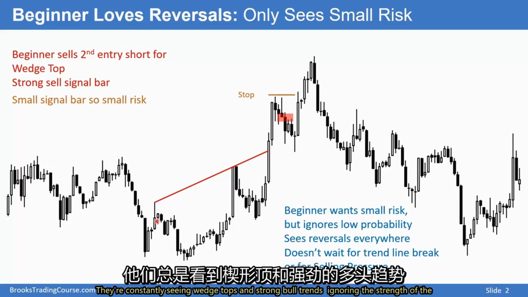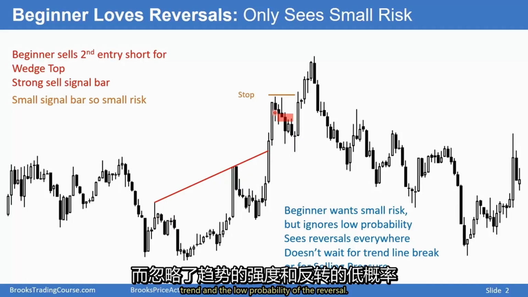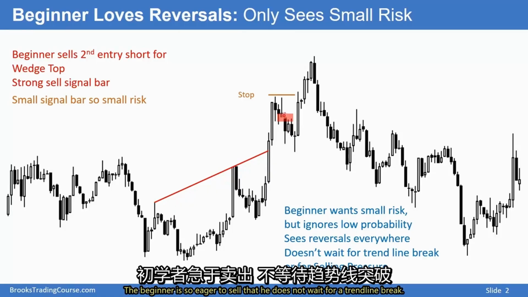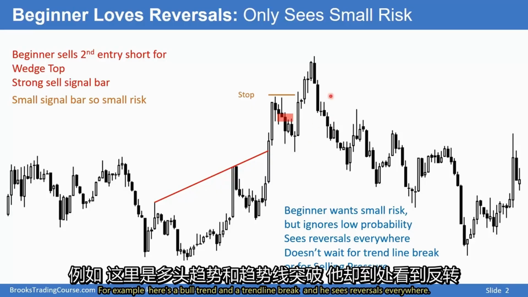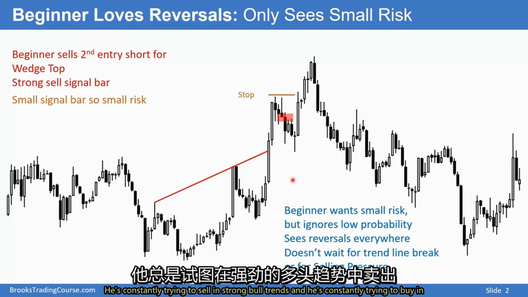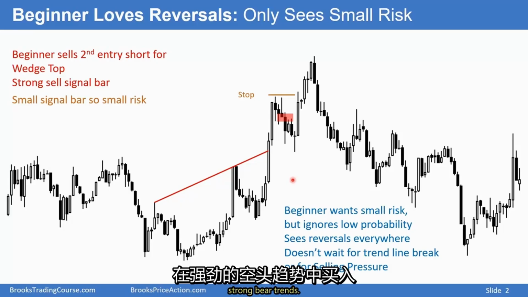They're constantly seeing wedge tops in strong bull trends, ignoring the strength of the trend and the low probability of the reversal. The beginner is so eager to sell that he does not wait for a trend line break. For example, here's a bull trend and a trend line break. And he sees reversals everywhere. He's constantly trying to sell in strong bull trends, and he's constantly trying to buy in strong bear trends.